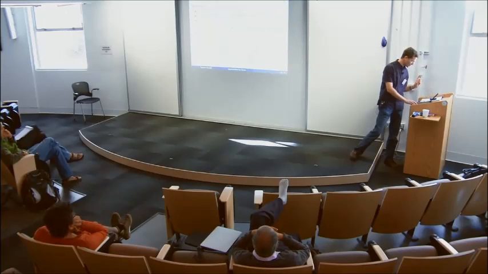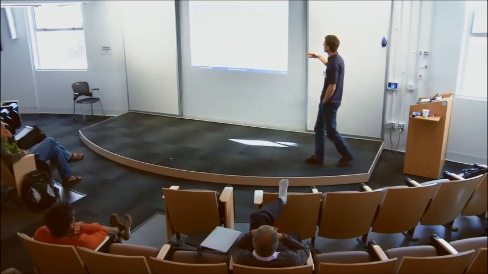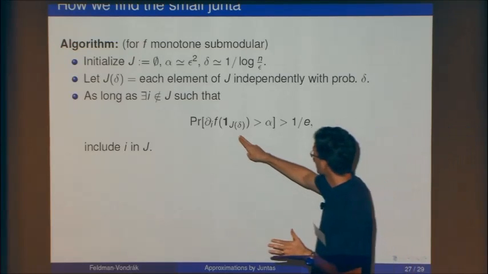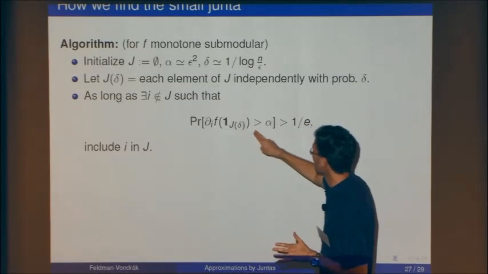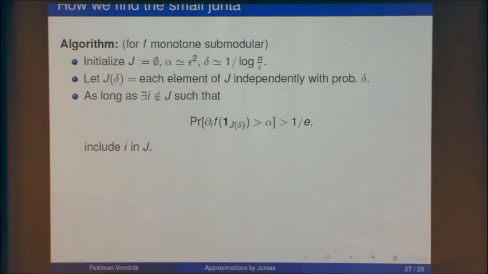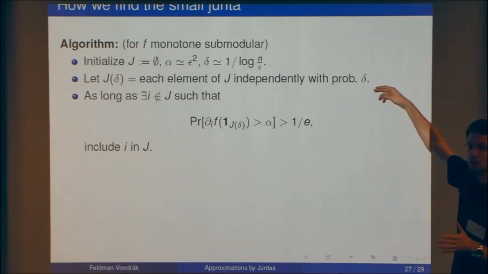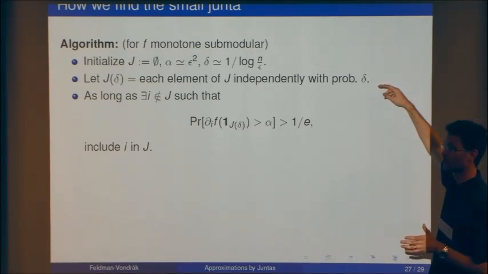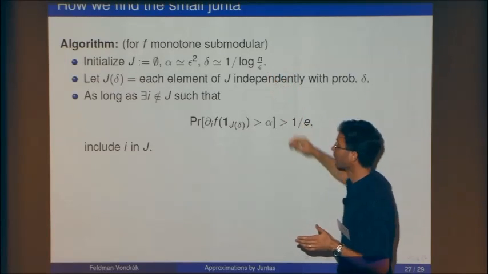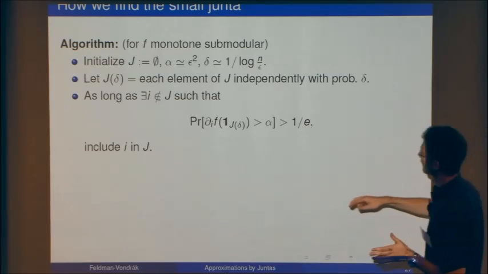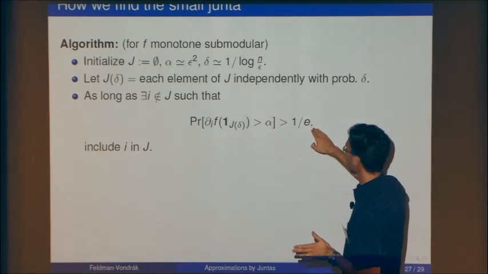So how do we use this? We build the junta, and we build it by checking these discrete derivatives with respect to a random assignment of the variables so far, where we set variables to 1 with probability delta, some pretty small delta, like 1 over log n. And we include the element only if the discrete derivative is large enough with constant probability.